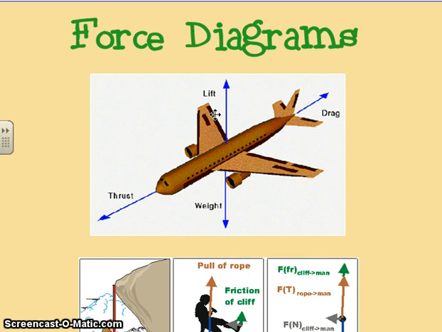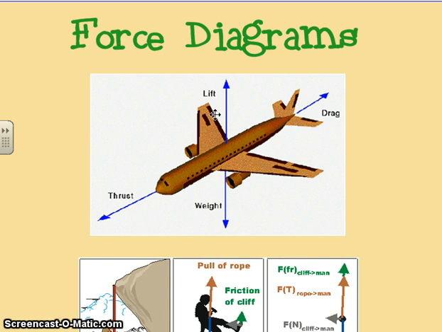The first force diagram that you see is an airplane, and it shows the four forces acting on an airplane. Those four forces are lift, drag, weight, and thrust. Thrust is the forward force from the engines. Lift is the force from the air going above and below the wings. That's the force that keeps the airplane in the air. Drag is the air resistance acting on the airplane. And weight is the gravitational force.